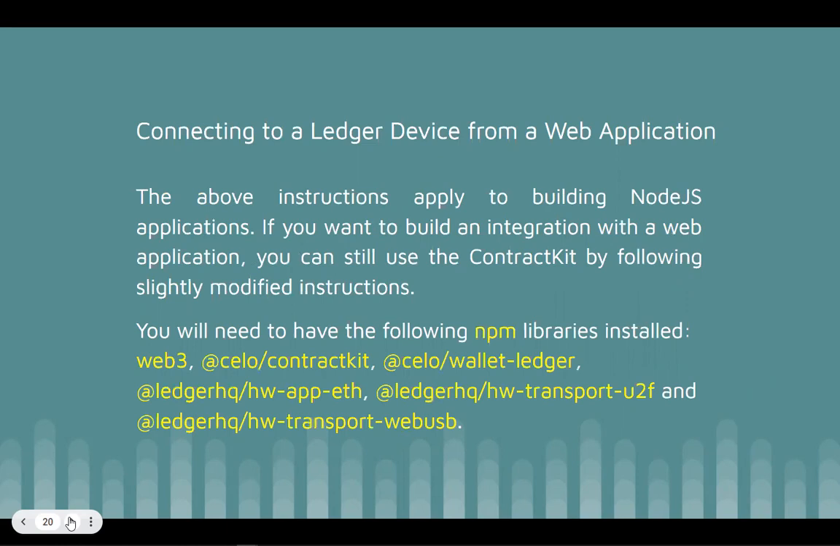Later on, when you start developing for production, you will need to have the following libraries installed. You'll need Web3 and Celo Contract Kit. You will also need Celo wallet ledger for connecting to different applications. So if you're doing a front-end application, you will need Celo wallet ledger and Celo Contract Kit, the way we were doing for the React application that we did.